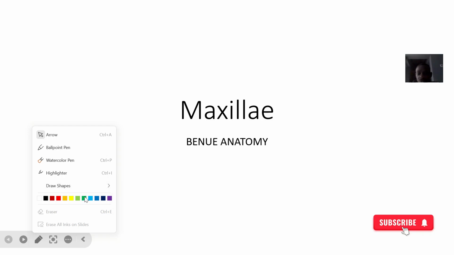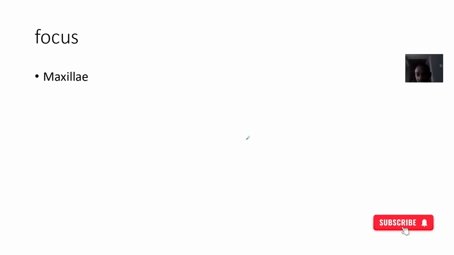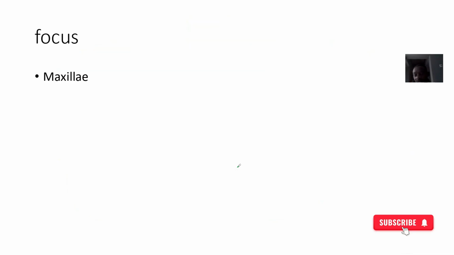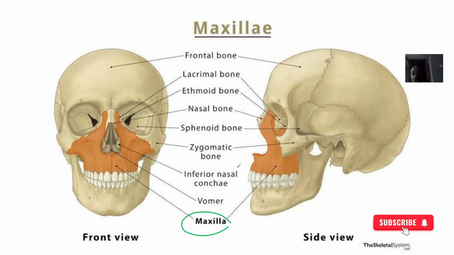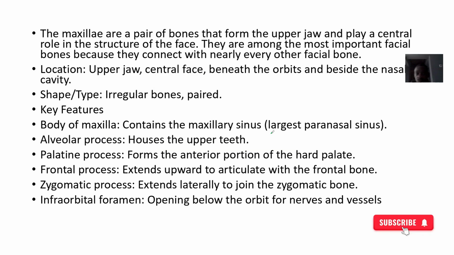So quickly trying to move to the next bone right here, which we'll be talking about its anatomy. This is the upper part of the mouth, which is the maxilla. I'm trying to talk about the anatomy of the maxilla so that I actually make a lot of sense out of it. So here, all this yellow part is what is known as the maxilla.